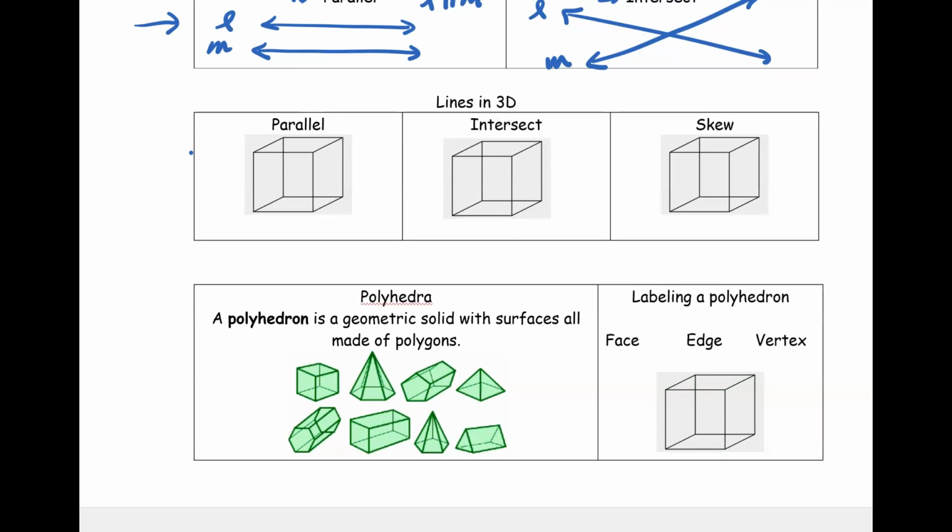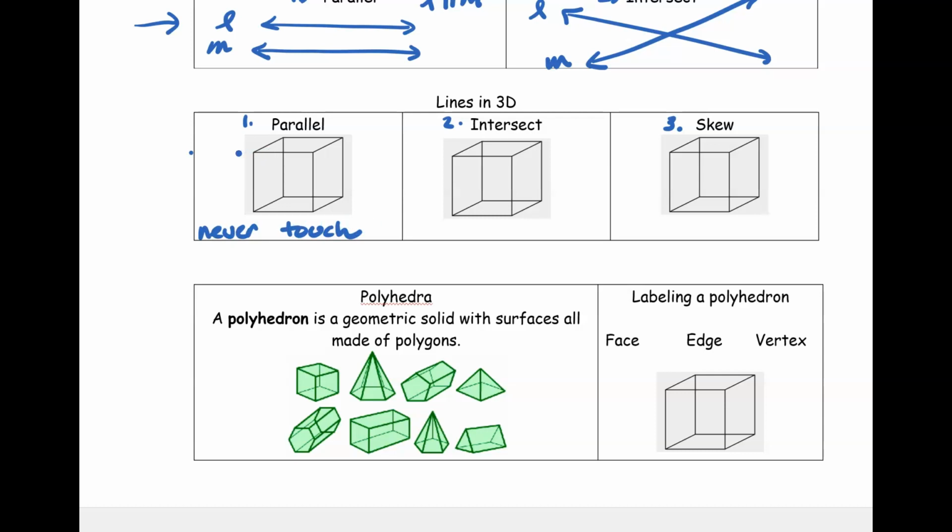Okay, so with lines in 3D, we actually have three options. They can be parallel, they can intersect, and they can be what we call skew. So we've got this new relationship that's possible with 3 dimensions. Parallel lines are lines that never touch, so they never touch or intersect.